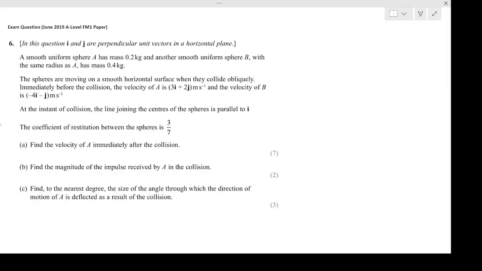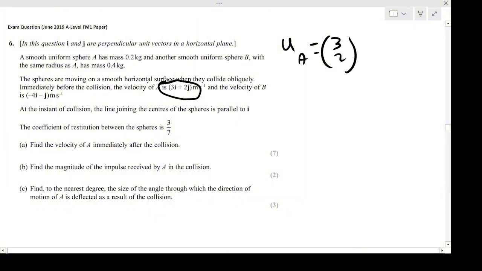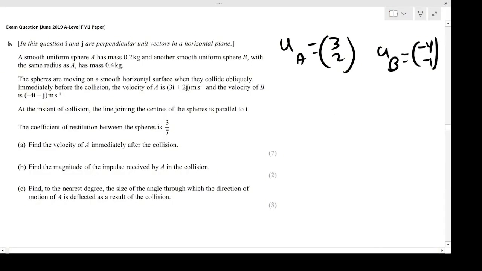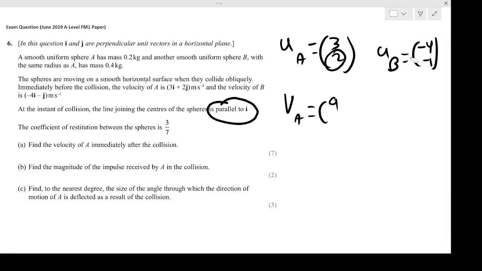But let's just jot down my vectors, right? My velocities. So initially for A, I'm told before the collision, the velocity of A is 3i + 2j, so 3, 2 here. Then UB is going to be minus 4i minus j, so it could be minus 4, minus 1 there. And so afterwards, VA, the velocity for A afterwards, I'm just going to call it A. But actually, we're told everything's parallel to i, right? So the j components aren't going to change. So it's still going to be 2 for j here, okay?